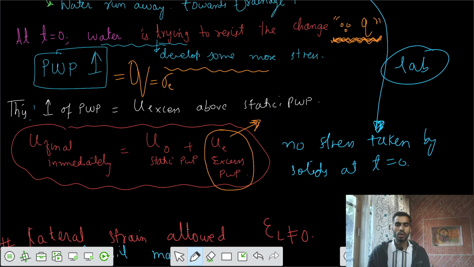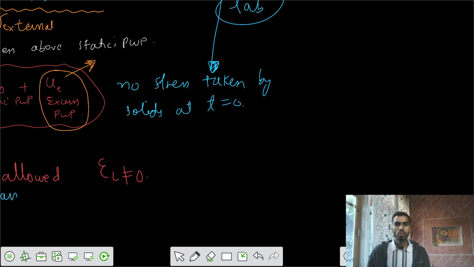So this is your external stress applied: external load divided by cross-section area. That's your surcharge. If no stress is taken by solids at time t equals 0, then your excess surcharge is actually equal to Q.